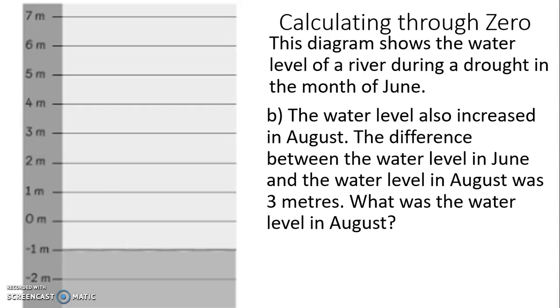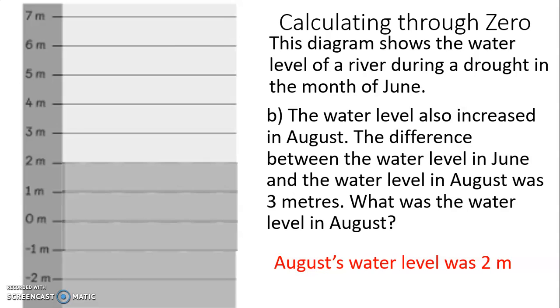The water level also decreased in August. The difference between the water level in June and the water level in August was 3 metres. What was the water level? So we need to see a difference of 3 from June's, which is marked there, -1. So a difference of 3 is 2 metres. So August's water level was 2 metres.